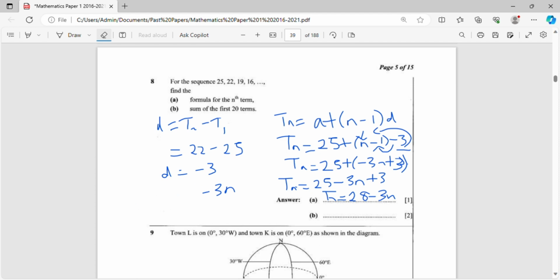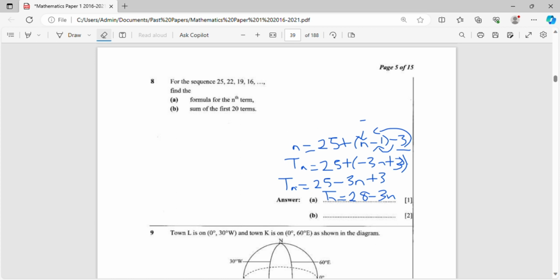So the formula for the sum of an arithmetic progression is given by, just a minute.